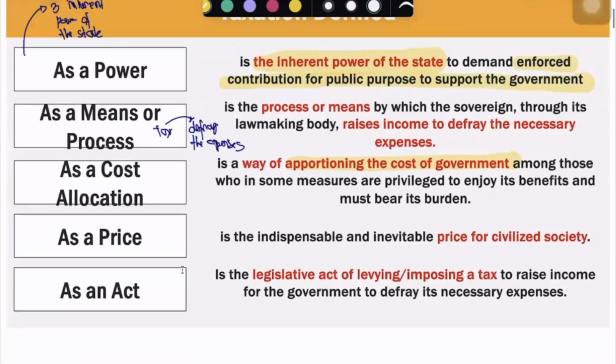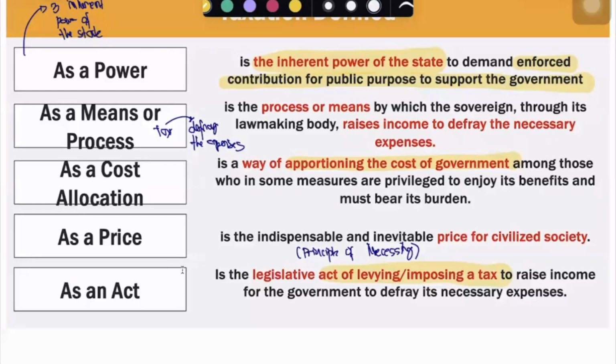Next one, as a price. It is an indispensable and inevitable price of civilized society. This is likened to your principle of necessity, that without the tax, of course, we don't have a civilized society. Another definition of taxation: it is an act. It is the legislative act of levying or imposing of tax to raise income for the government to defray its necessary expenses.